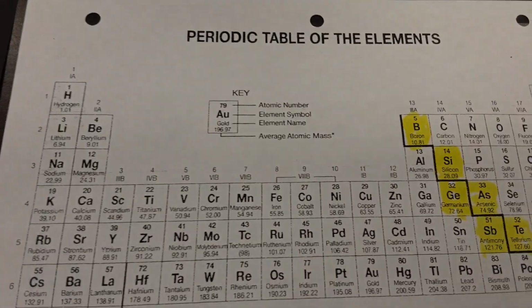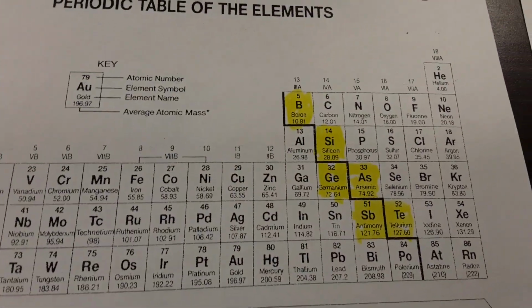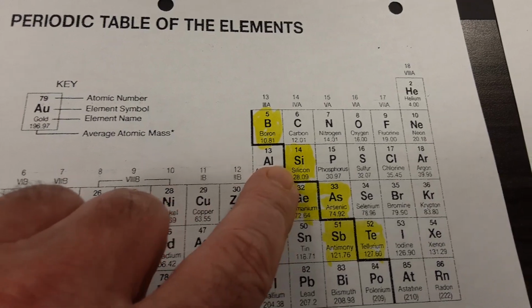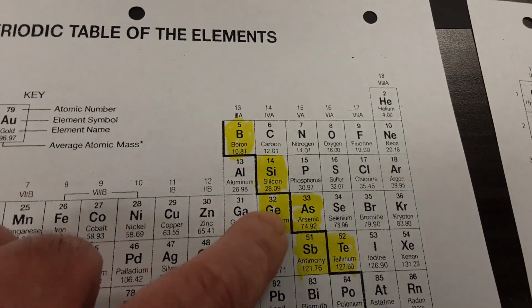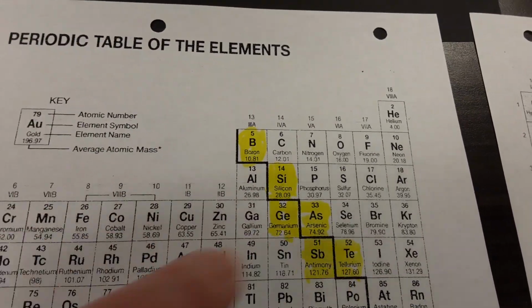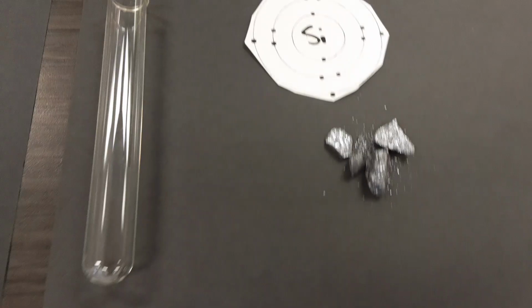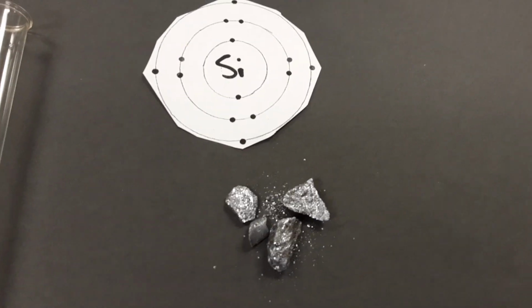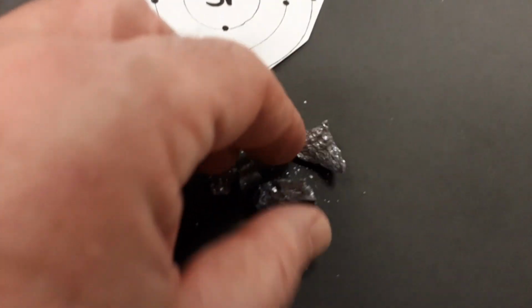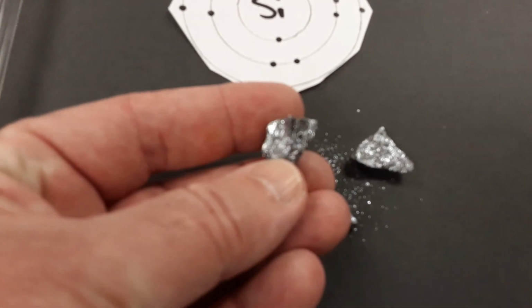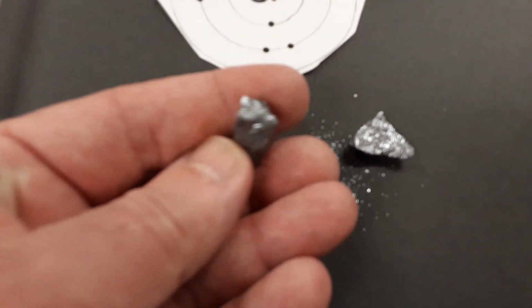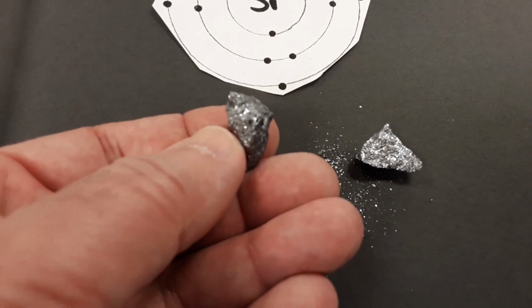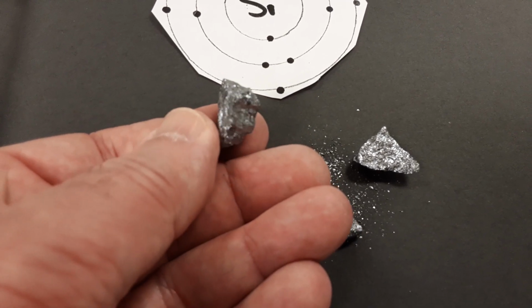So as we move across the periodic table, we only have one example of a metalloid in the classroom. It's silicon. These others are in the classroom, but they're in compounds. So the one example we have is silicon. Let's see if we can get a focus on this. Silicon is a true metalloid.